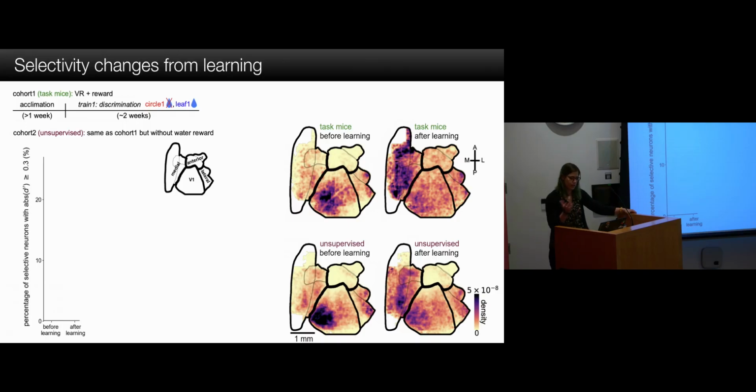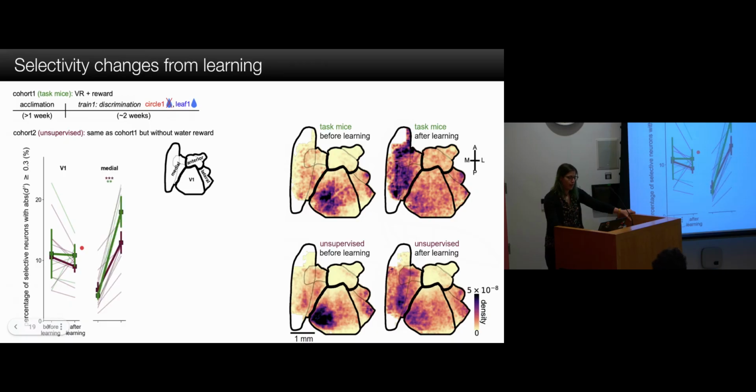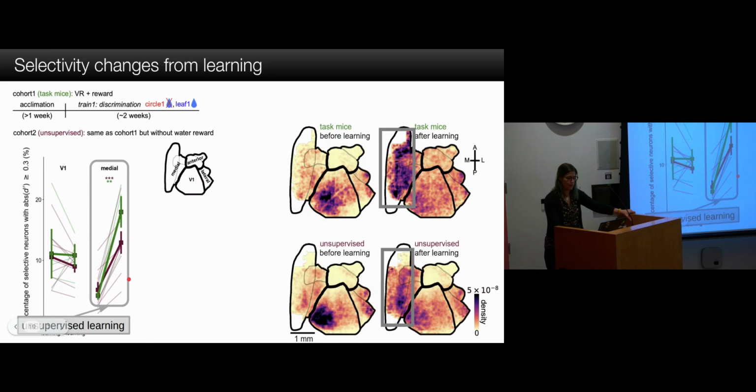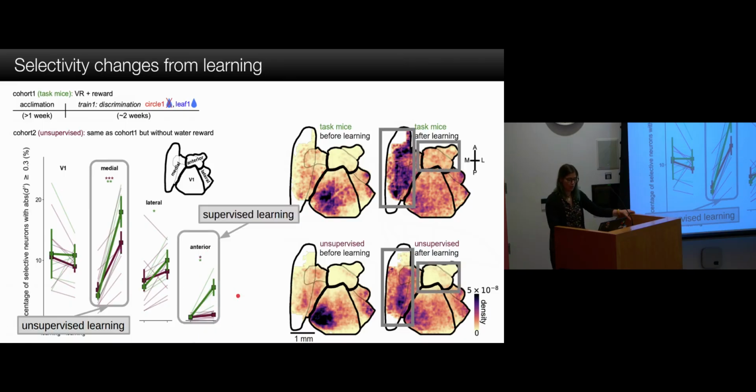Okay, so this is a summary of these plots on the right, just dividing things up into V1, medial, lateral, and anterior. We see that there's not a big change in activity in V1 before and after learning, but there's a big increase in the number of selective neurons in these medial higher visual areas, which we think is associated with unsupervised learning. And then what we did see, interestingly, were some changes related to reward in the anterior area. So there's an increase in the number of selective neurons just in the task mice and not in the unsupervised mice.